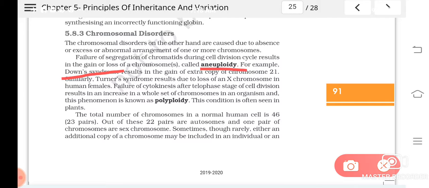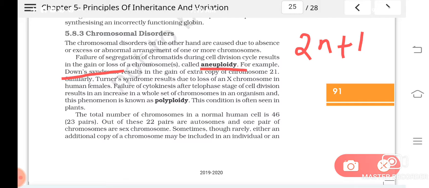That means the ploidy will become 2n plus 1, so the total number of chromosomes will be 47. Understood? One chromosome is extra here. So the 21st chromosome will have three copies in this kind of disease. The zygote which is formed will have the 2n plus 1 condition, that is, 47 chromosomes. And when they grow, that person will develop Down syndrome, which we are going to study.